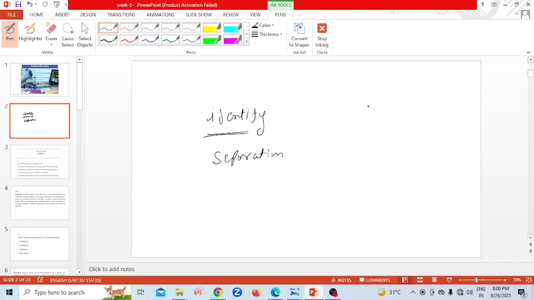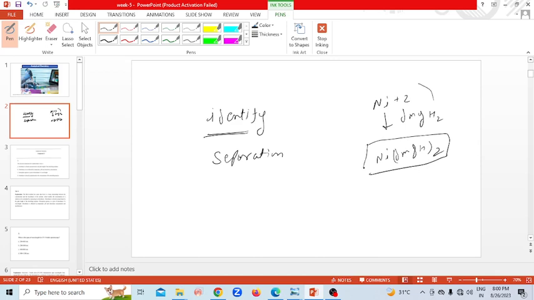How will it work? Suppose you have nickel, Ni+2. It has been discussed many times that it will make a complex with dimethylglyoxime. Suppose this is the complex, Ni(DMG)2, and you need to separate it.